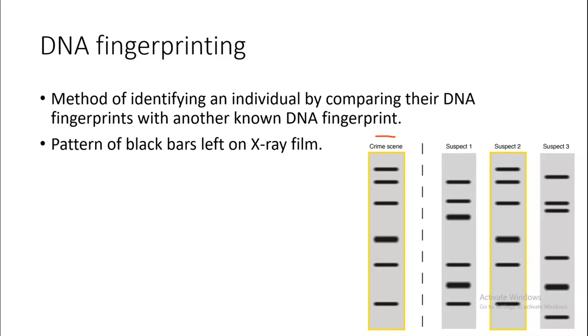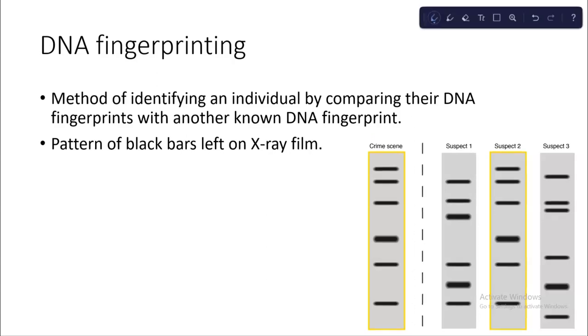Number 2, look at the beginning, 2, the same. So number 2 looks about 98% similar to the crime scene. Number 3 has one at the bottom, 2, one big. No, it's not the same pattern. This pattern is linking to number 2. So we must be careful now. We can't really say number 2 is the one responsible for the crime.